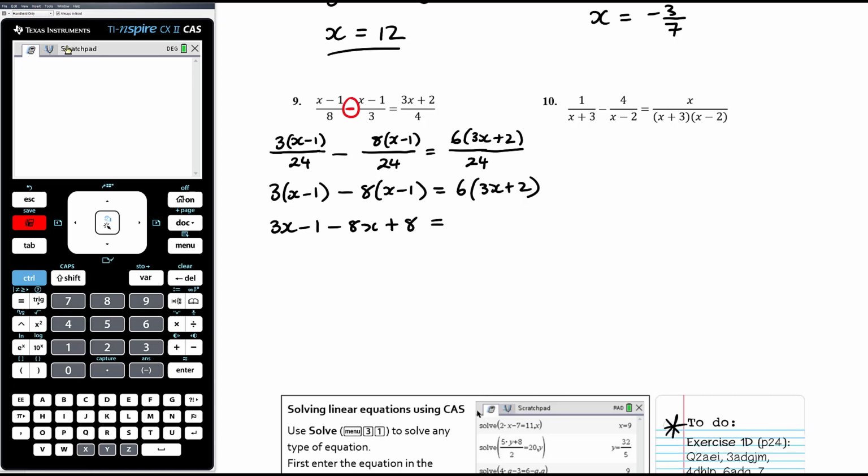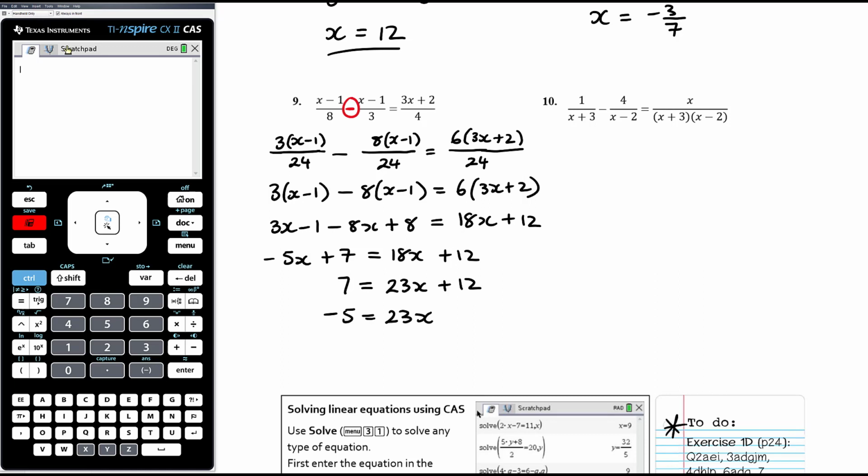Okay, we're expanding out the right hand side, so 6 times 3x is 18x, and 6 times 2 is 12. Let's collect like terms on the left hand side, and then we'll collect them across both sides. So on the left hand side we have 3x minus 8x, which is negative 5x, negative 1 plus 8, which is plus 7, equals 18x plus 12. I'm going to add 5x to both sides to keep my x term positive. Leaves me with 7 equals 23x plus 12. I'm going to subtract 12 from both sides, which leaves me with negative 5 equals 23x. And I'm going to divide both sides by 23, which means that negative 5 divided by 23 equals x. That is, x equals negative 5 divided by 23.